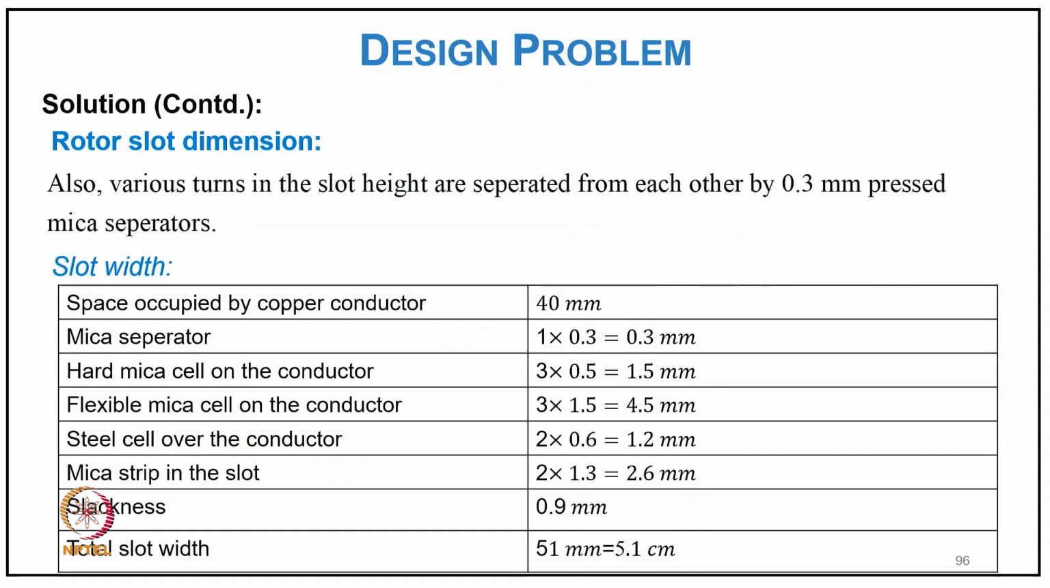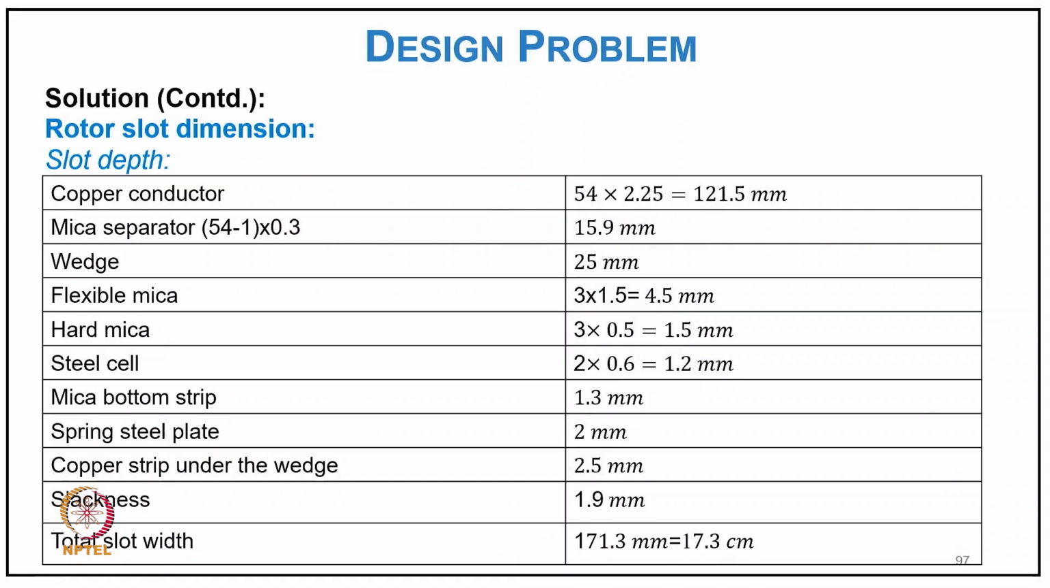And here is the rotor slot dimension. The various turns in the slot height are separated from each other by 0.3 millimeter press mica. The slot width is the space occupied by the copper conductor 40 millimeter, mica separator 1 into 0.3 millimeter, hard mica shell on conductor 3 into 1.5 millimeter, flexible mica shell 3 into 1.5 millimeter, steel shell over the conductor 2 into 0.6, that is 1.2 millimeter, mica strip on the slot 2 into 1.3, 2.6, and slackness 0.9 millimeter, and the total slot width is 51 millimeter, that is 5.1 centimeter.